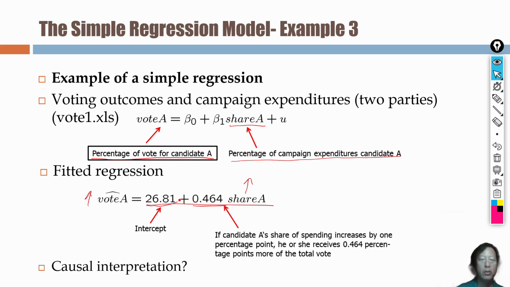But what is this intercept? Theoretically, if you don't do any campaign expenditure, you don't spend any money, 0%, then what would be the percent? So the vote starts from 26 percentage points, and then it will go up as you spend more money and increase the percentage of expenditure.